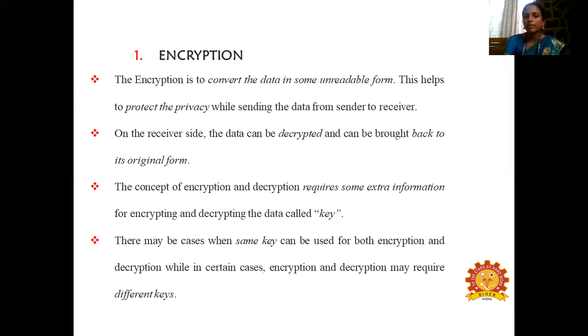Okay, this happens on the sender side. They have to encrypt the data with the help of the key and produce the ciphertext. Then on the receiver side, the receiver gets the ciphertext as the input, and decrypts it with the help of the key, and produces the plain text. So the encryption and decryption process happens for security purposes. Sometimes we use the same key for encryption and decryption, but sometimes we use different keys for encryption and decryption. So this is the first one, encryption.